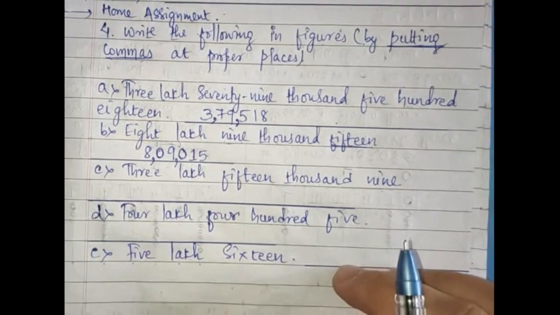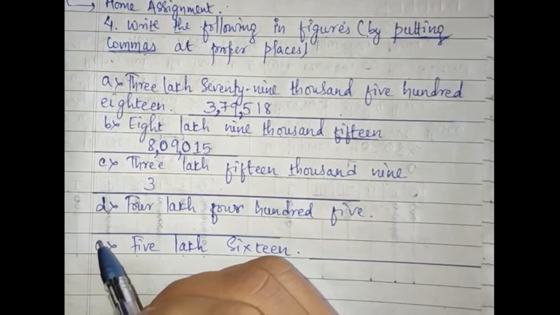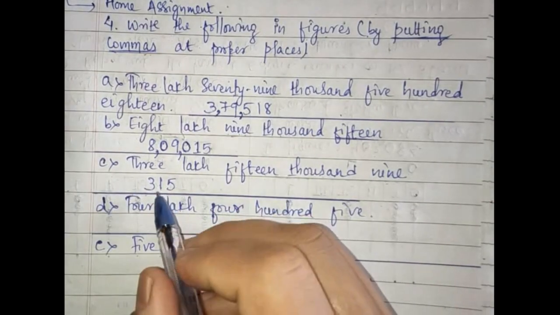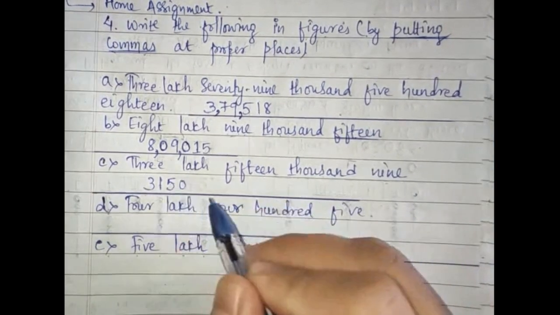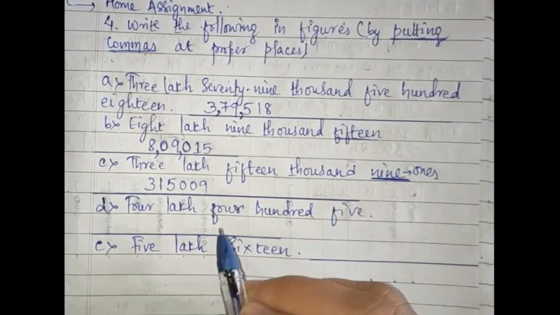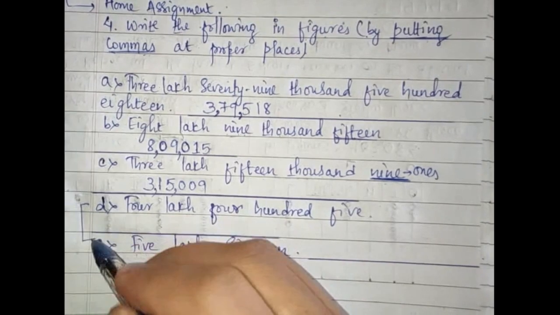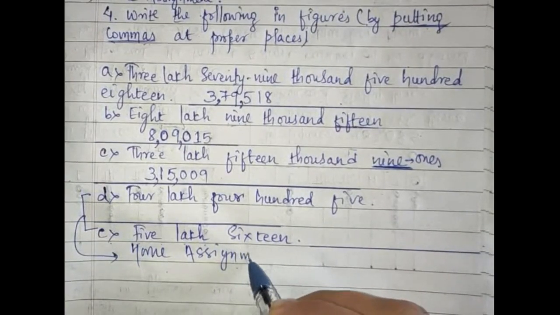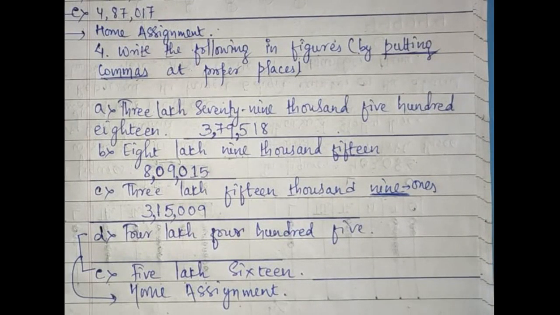Alright, so number C, 3,15,009. In case of lakh, it should be 3. 15,000 means 1, 5, 10,000s and 1,000s, and it is directly written 9. So there is no hundreds position and no tens position also, because this 9 is for the ones position. So where to put the comma? 3,15,009. Okay, so numbers D and E, similarly you will try to do it yourself. Okay, this is your home assignment. Alright, very easy, right?